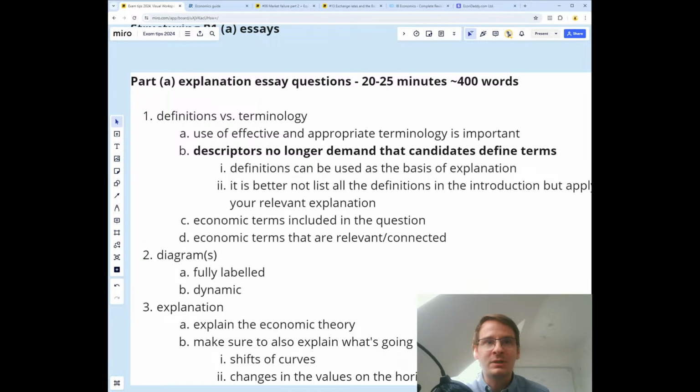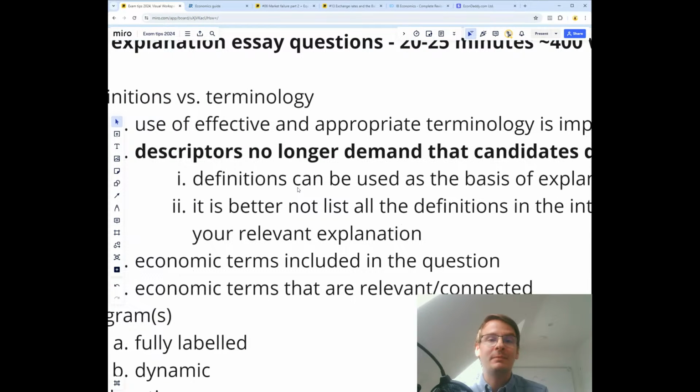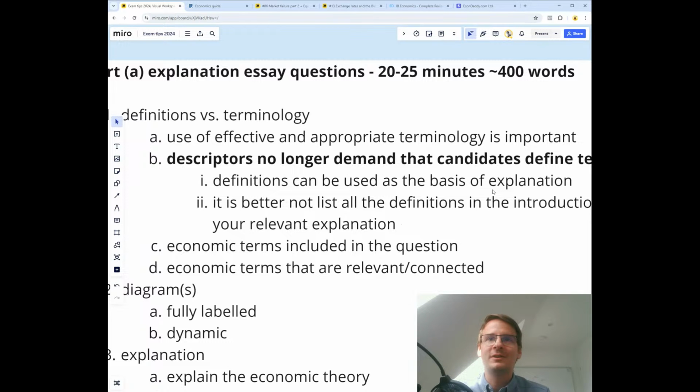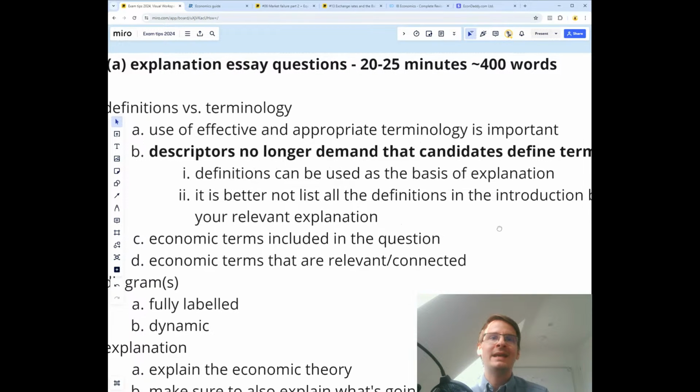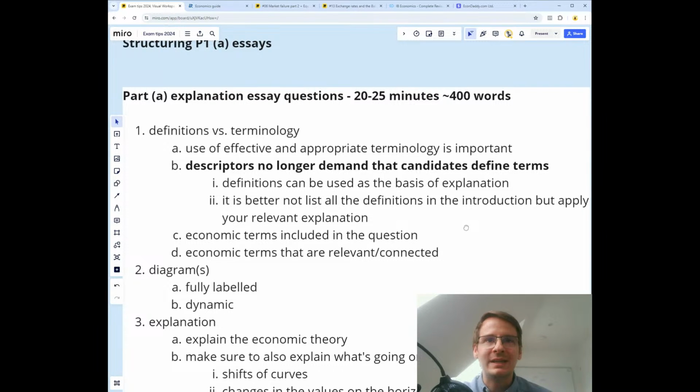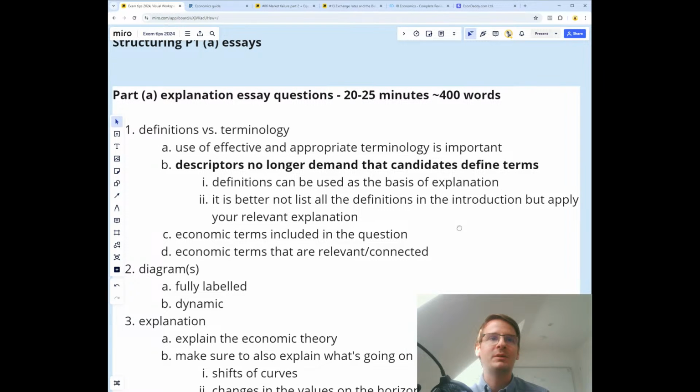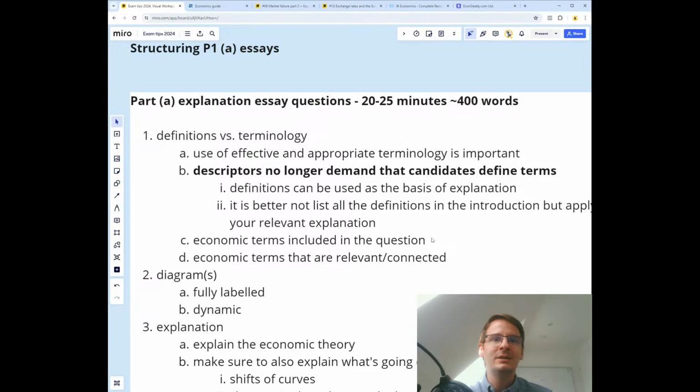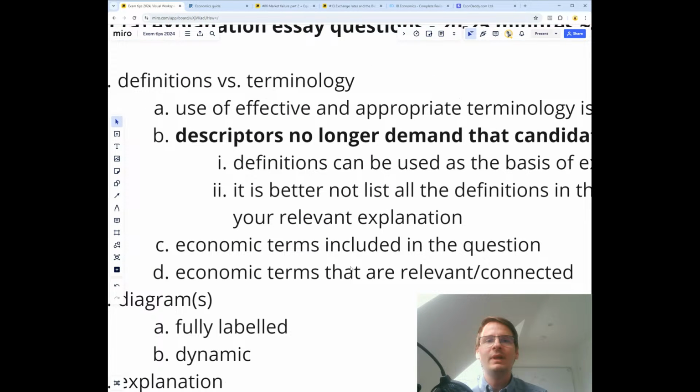However, very importantly, of course, you can use definitions, and perhaps you should, as the basis of your explanation. And as it says in the subject report, it's better not to list all the definitions in the introduction, but apply a relevant explanation. Now, what are the terms that I believe should or could be defined? Economic terms that are in the question and economic terms that are connected. So if you get a question about negative externalities of consumption, it would be a good idea to also explain what market failure is. And that explanation is kind of your definition, if you like.